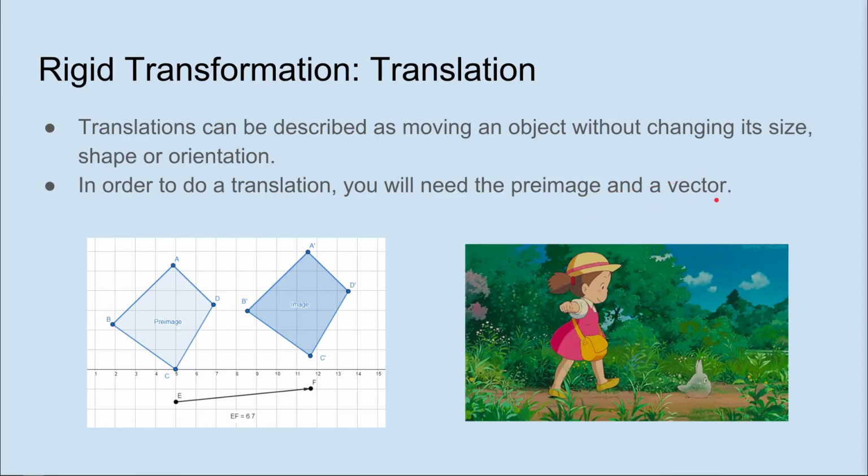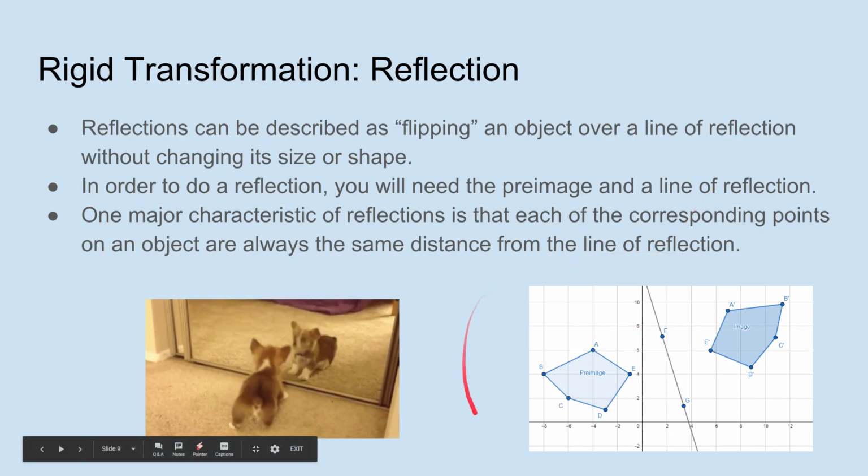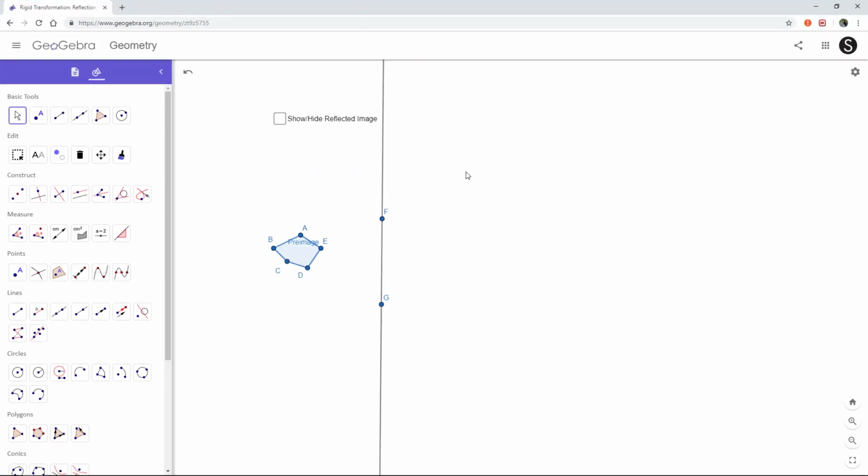Okay, next up. Now we are going to talk about reflections. Reflections can be described as flipping an object over a line of reflection without changing its size or shape. In order to do a reflection, you will need the preimage and a line of reflection. And it's important to note that one major characteristic of reflections is that each of the corresponding points on an object are always the same distance from the line of reflection. So I do have an example of a reflection here, but let's go into GeoGebra and see what's actually happening.